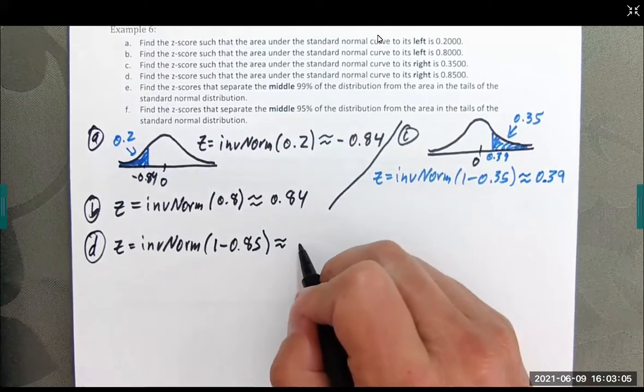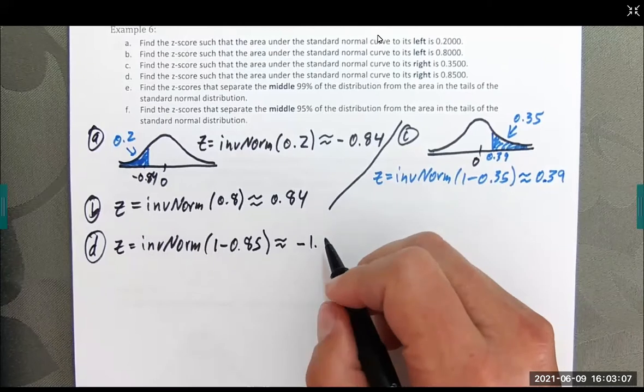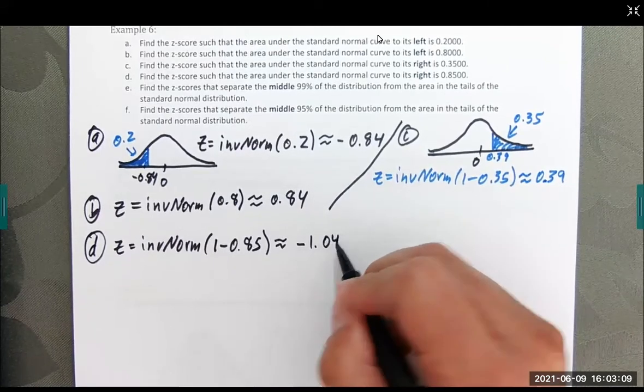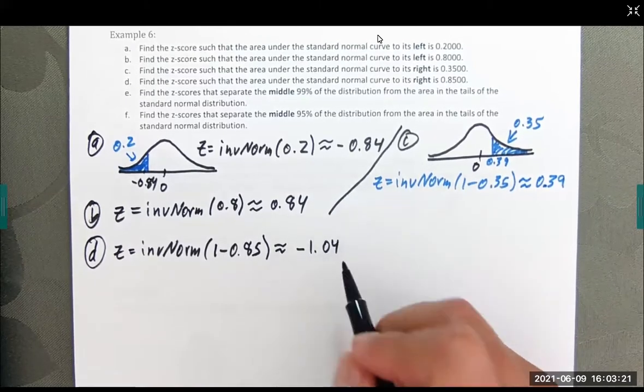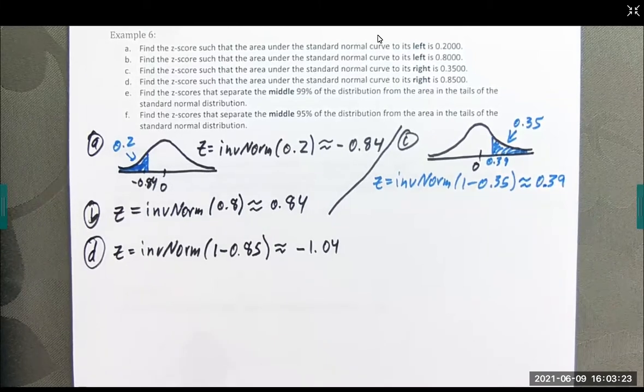So negative 1.04. And we knew that because area to the right is 0.85, pardon me. That means area to the left is 0.15, which is much smaller. So that for sure is going to be a negative Z value. All right, let's try E.